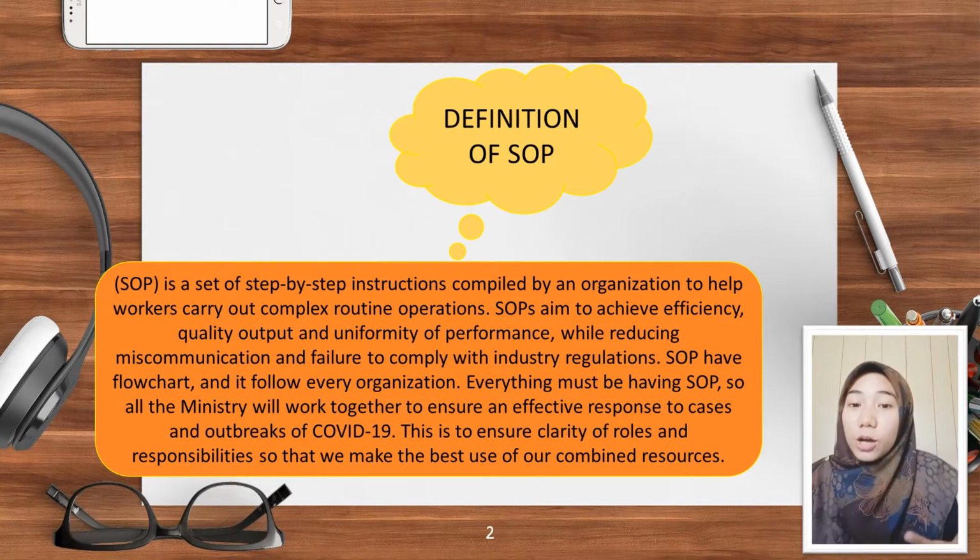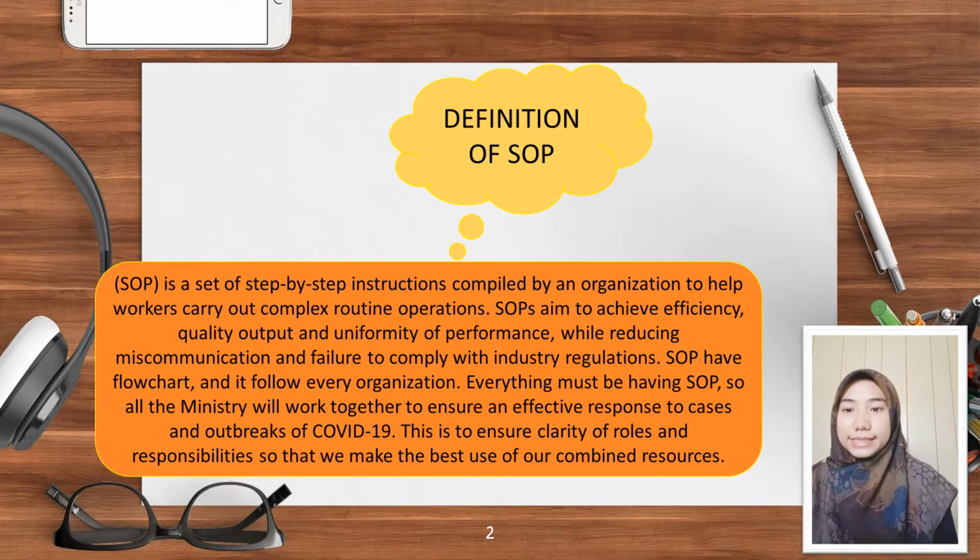The definition of SOP is a set of step-by-step instructions compiled by an organization to help workers carry out complex routine operations. SOP aims to achieve efficiency, quality output, and uniformity of performance while reducing miscommunication and failure to comply with industry regulation. SOP has a flowchart and it is followed by every organization. Everything must have an SOP.